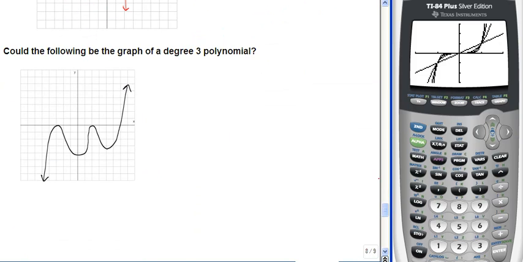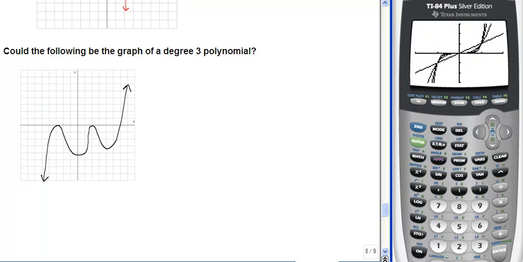Okay, a couple of last questions here, just to kind of pull together everything that we've talked about. Here's the graph of a polynomial. Could this be the graph of a degree 3 polynomial? And if so, how do you know? If not, how do you know?